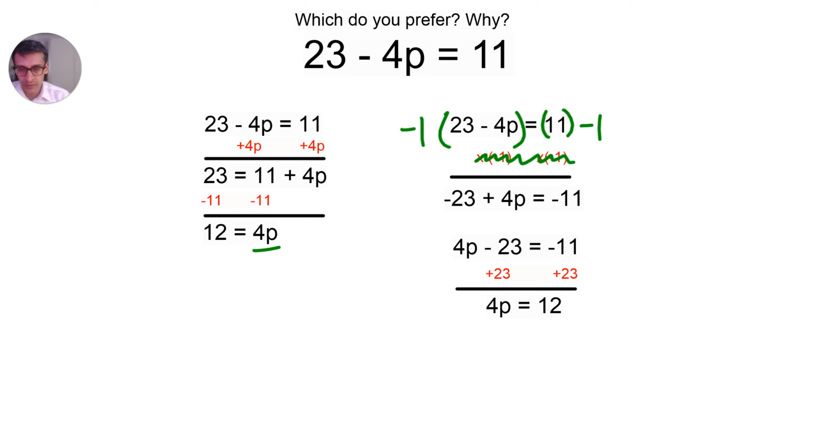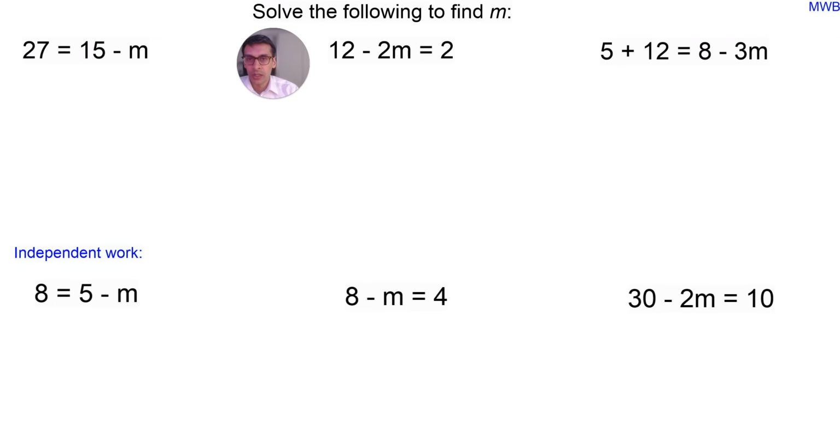4p is 12, so we're going to divide by 4. So 3 is equal to p. And in this case, the same thing. Now, you can decide for yourself which method you prefer. Both of them are equally valid. You can use both in both of these questions. There isn't really a strong preference.